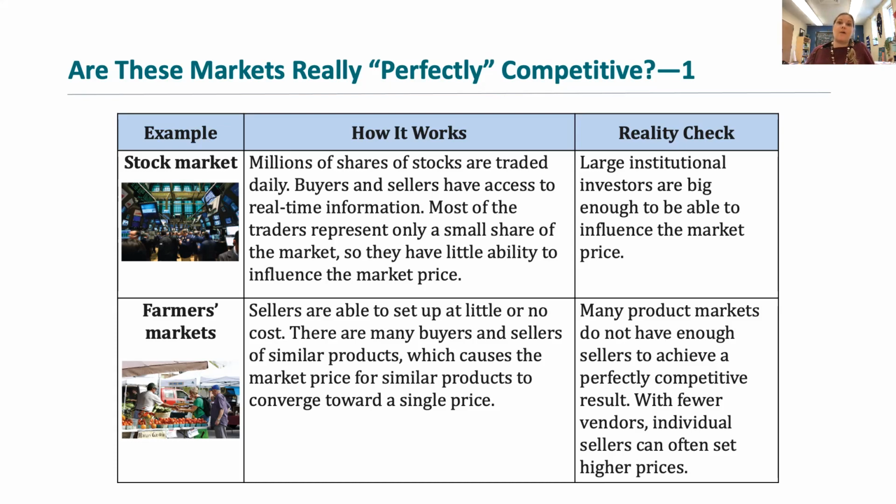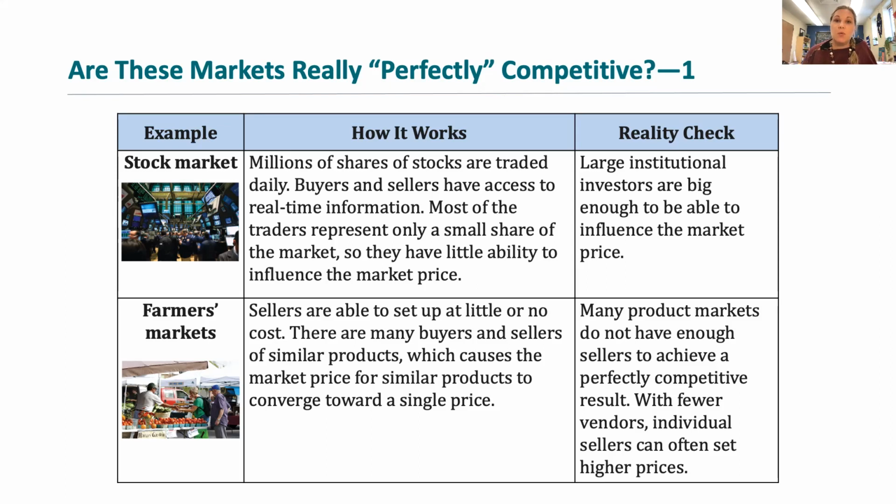Let's think about a farmer's market. The sellers are able to set up with little or no cost, so free entry and free exit. There are many buyers and many sellers of very similar products, which causes the market price to be very similar, right? A zucchini from one stand is going to cost approximately the same amount as a zucchini from another stand.